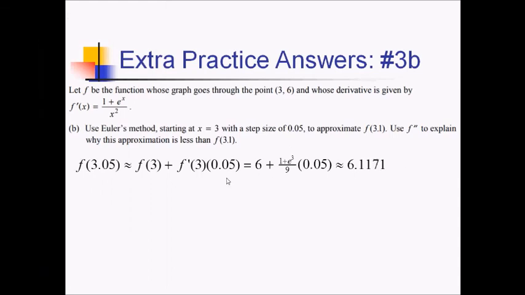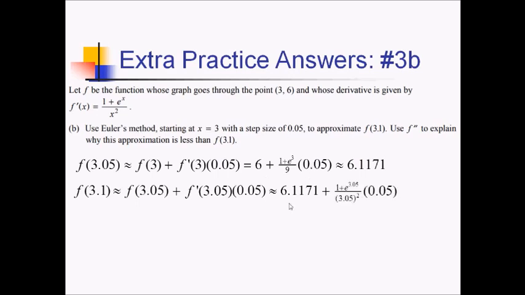And now we're going to use that to approximate f of 3.1, which is going to be f of 3.05 plus f prime of 3.05 times our step size of 0.05. So we've got 6.1171 for f of 3.05. That's our approximated value. Then f prime of 3.05, well, that's just going to be 1 plus e to the 3.05 over 3.05 squared. And we're multiplying that again by our step size of 0.05.